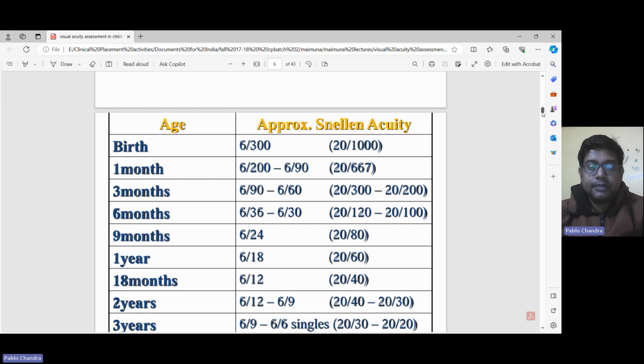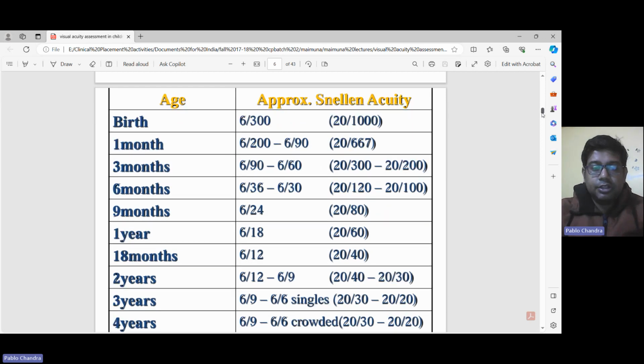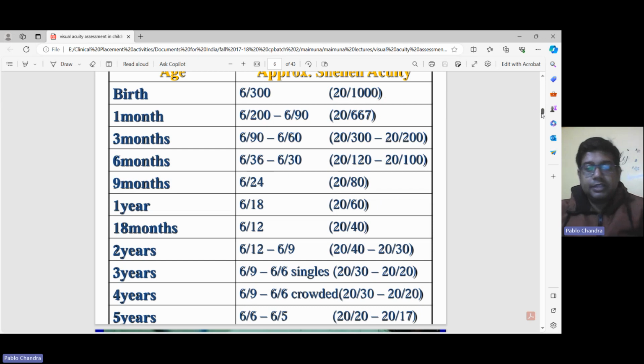In 2 years it is 6 by 12 to 6 by 9, that is 20 by 40 to 20 by 30. And in 3 years it goes to 6 by 9 to 6 by 6 singles, 20 by 30 to 20 by 20. And in 4 years the visual acuity goes from 6 by 9 to 6 by 6 crowded. So you can see here that from birth vision starts developing, and in 4 to 5 years you get fully 6 by 6.